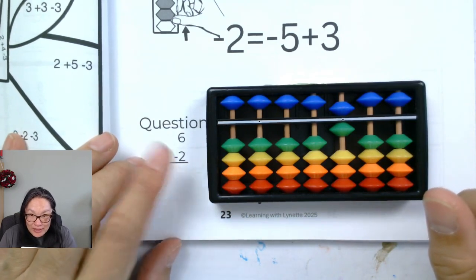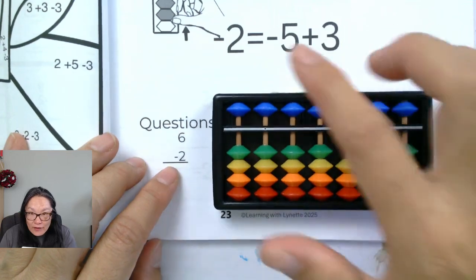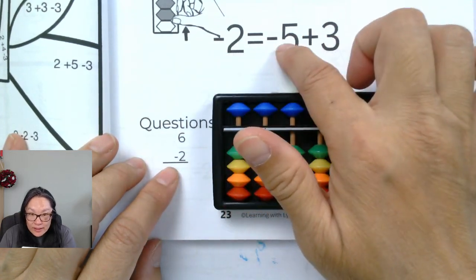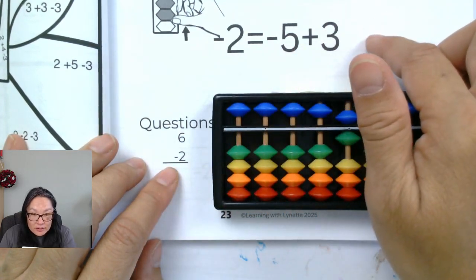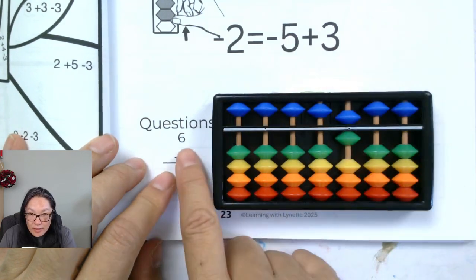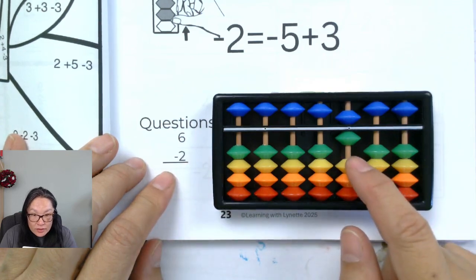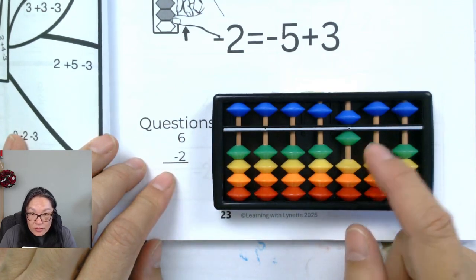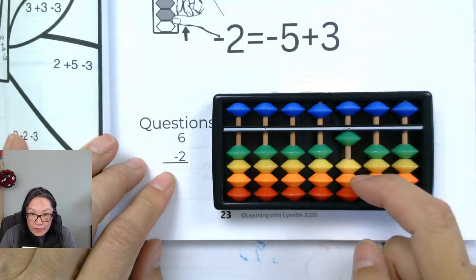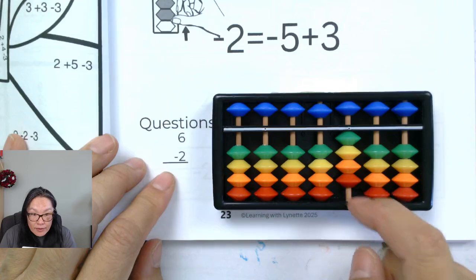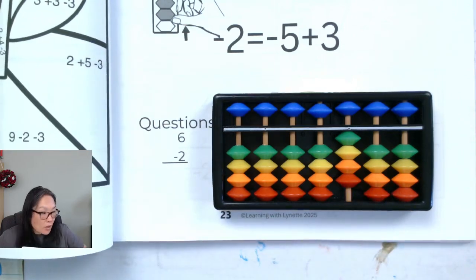I'm going to do the last question. We have minus 2 is equal to minus the 5 plus the 3. So we have 6 minus 2. Can you minus the 2? Minus 2 is minus the 5 plus the 3. My final answer is 4.